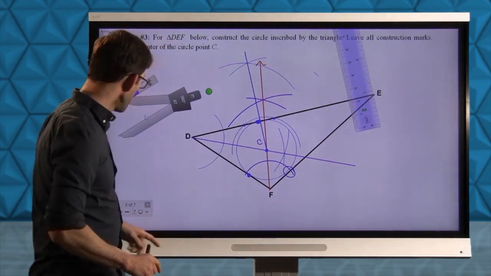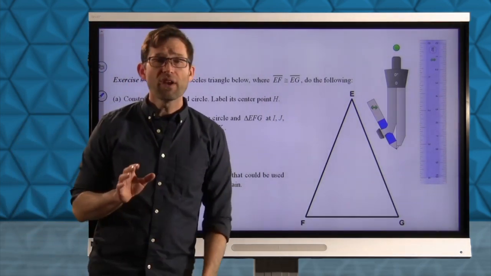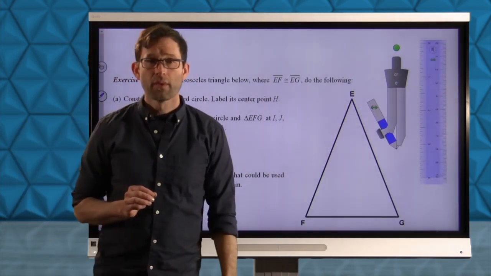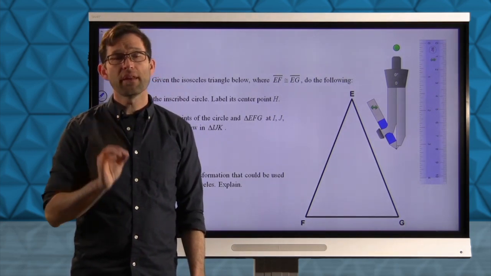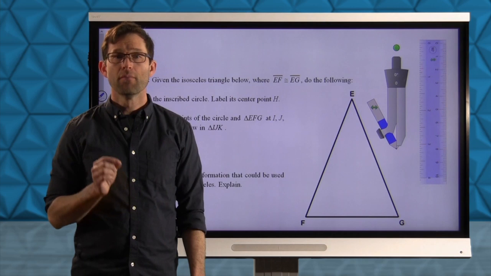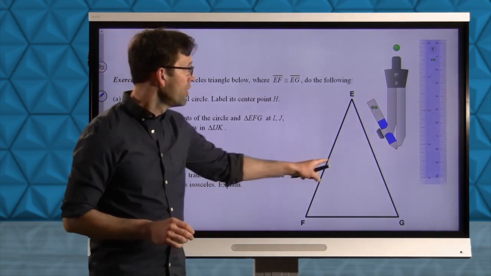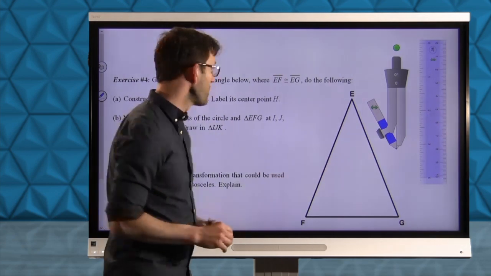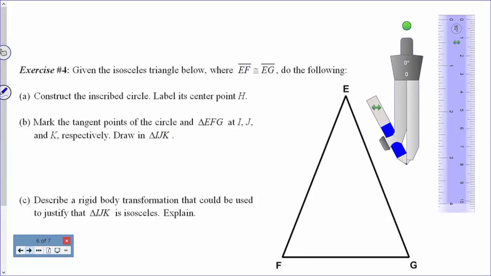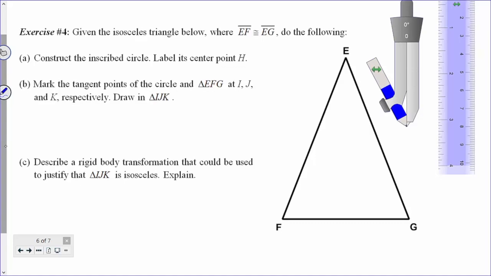All right, but let's take a look at one last one. When you have an isosceles triangle, you can make it a little bit faster. So let's do one final one like these, but with an isosceles triangle, a triangle with two sides of the same length. Given isosceles triangle below where EF is congruent to EG, do the following. Construct the inscribed circle, label its center point H.